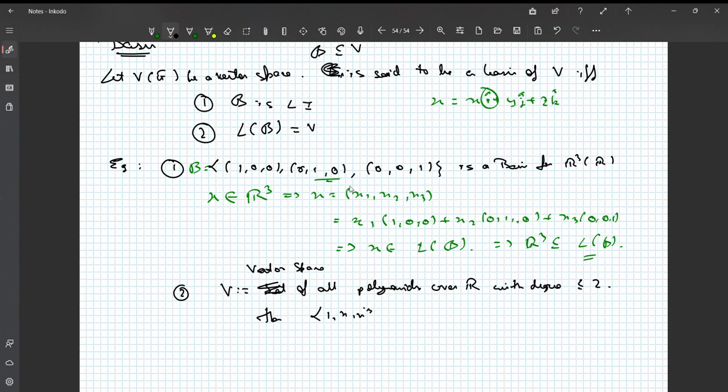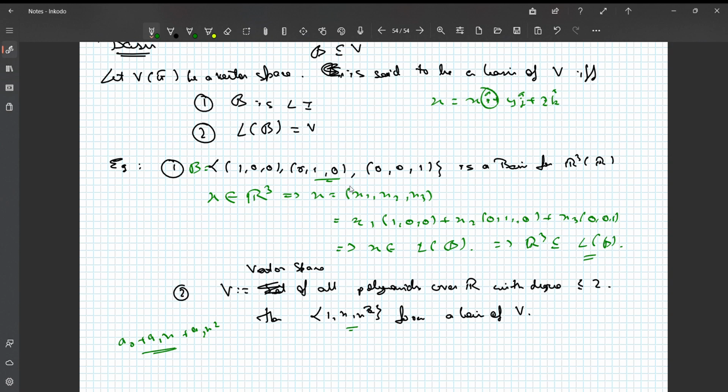Then the set 1, x, x squared forms a basis over V. Now this is very trivial, because any polynomial you choose from V always has the general form a0 plus a1x plus a2x squared. So indeed this is a linear combination of these elements itself.